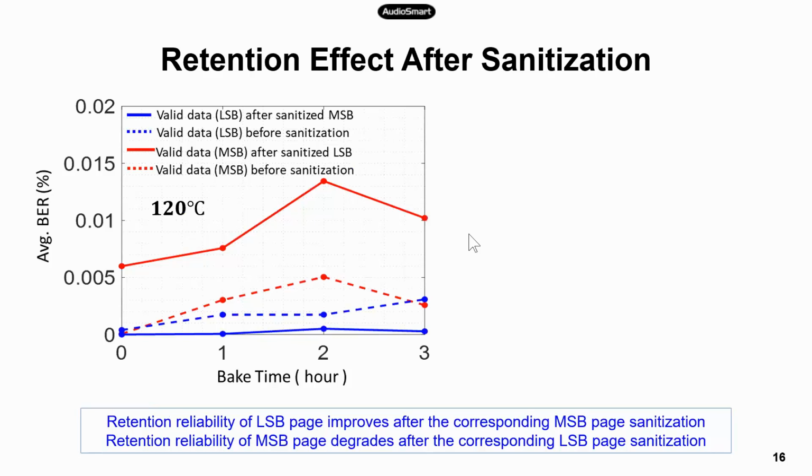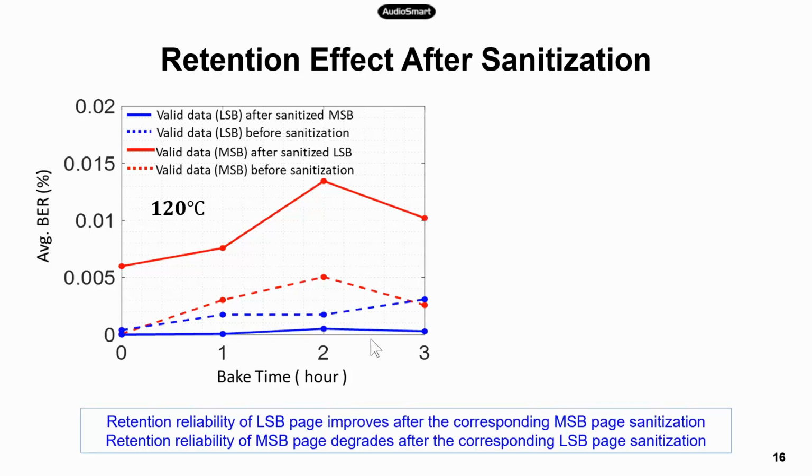We perform experimental evaluation on retention effects after sanitization. Here we perform the experiment on 3D NAND. We have valid data on both LSB and MSB pages before and after sanitization. We bake the chip at 120 degrees Celsius for 3 hours. 3 hours of bake time is equivalent to 5 years of data retention at room temperature.